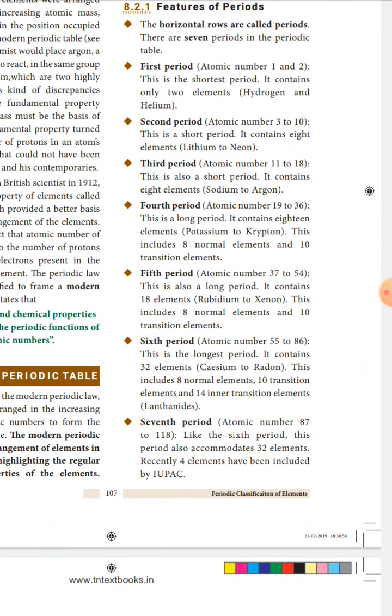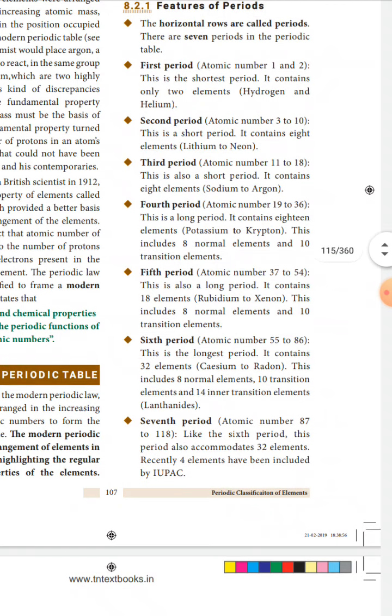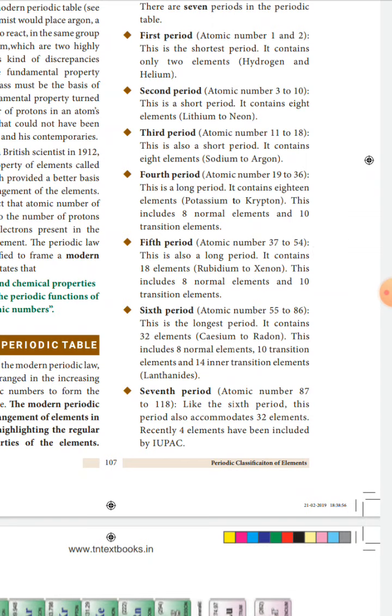Then in the second period, atomic number starting from 3 to 10, that is lithium to neon. If you have a textbook, you can check it. Lithium, beryllium, boron, carbon, nitrogen, oxygen, fluorine and neon. So lithium to neon, totally 8 elements, starting from atomic number 3 to 10, which is called a short period in the periodic table. The first period is called the shortest period because it contains only 2 elements. The second period is a short period, which contains 8 elements from lithium to neon.